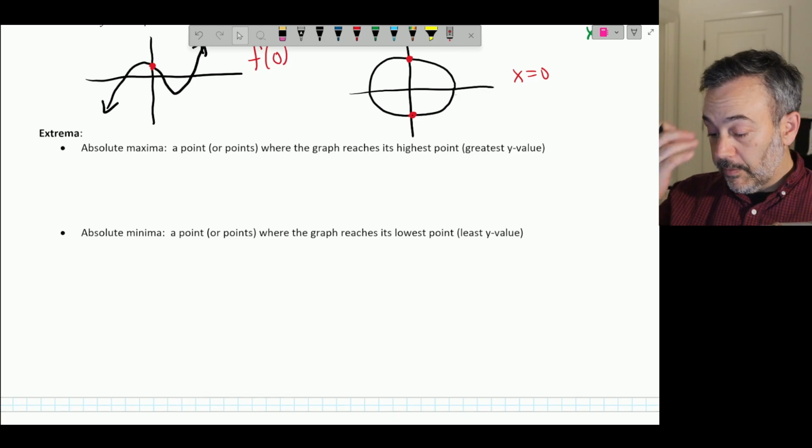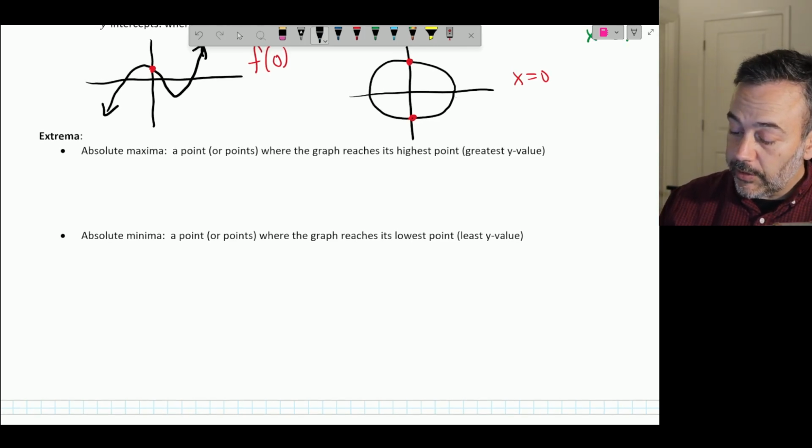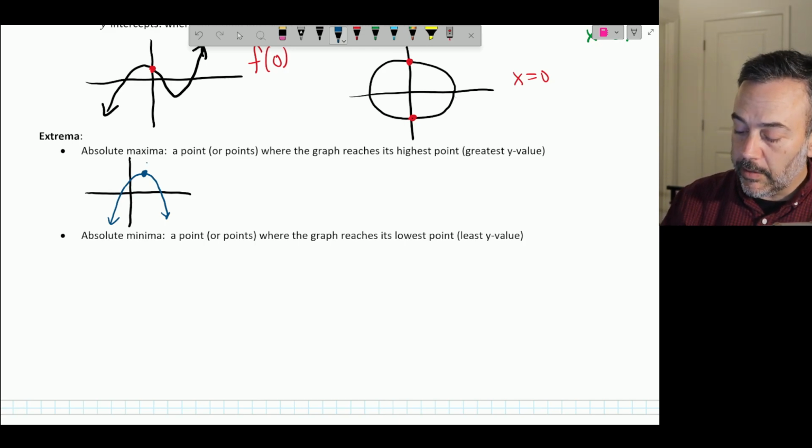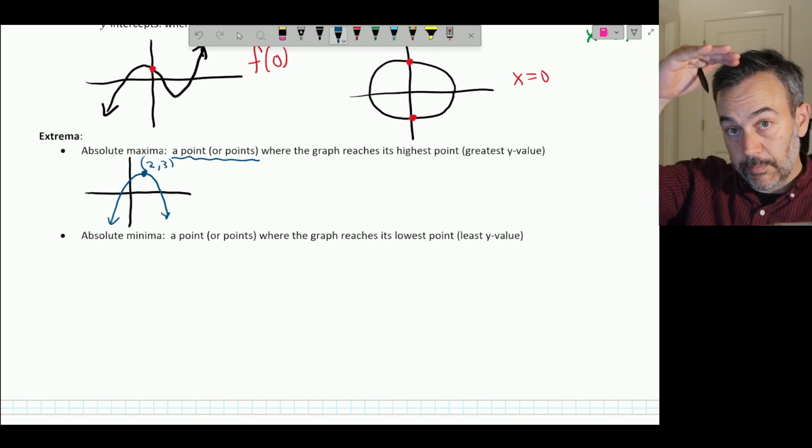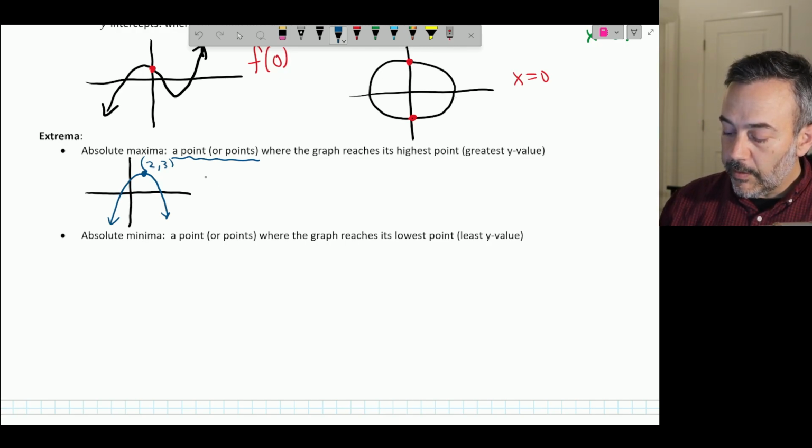All right, extrema, absolute maxima. A function may, at times, have an absolute maximum point, like a parabola that goes like this. Its maximum point is the vertex in this case, and maybe this is (2, 3), for example. A maximum point is the point at its highest value, at its highest point. And in this case, the max value of the function is 3.